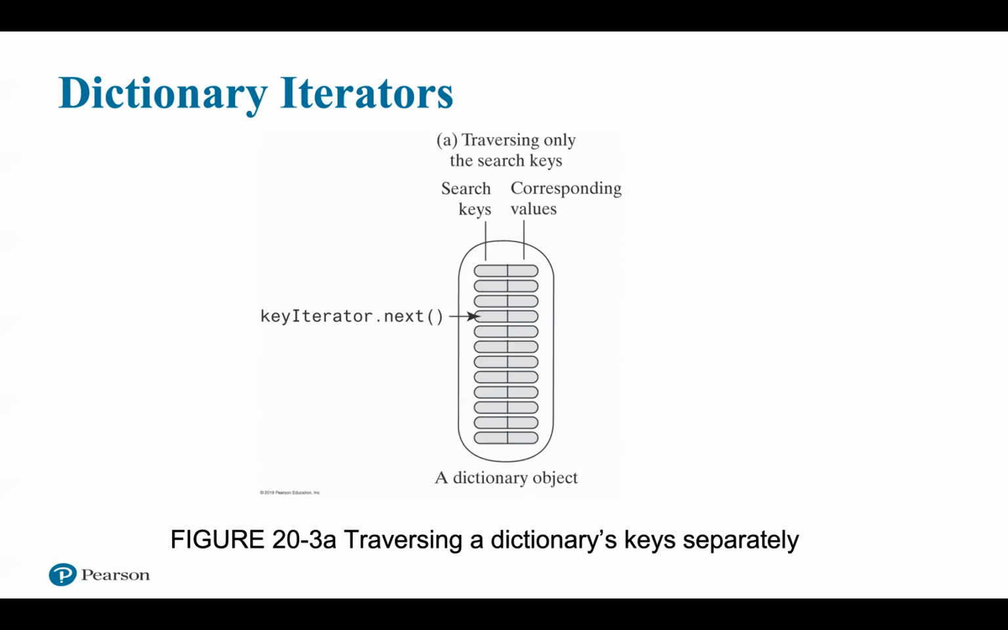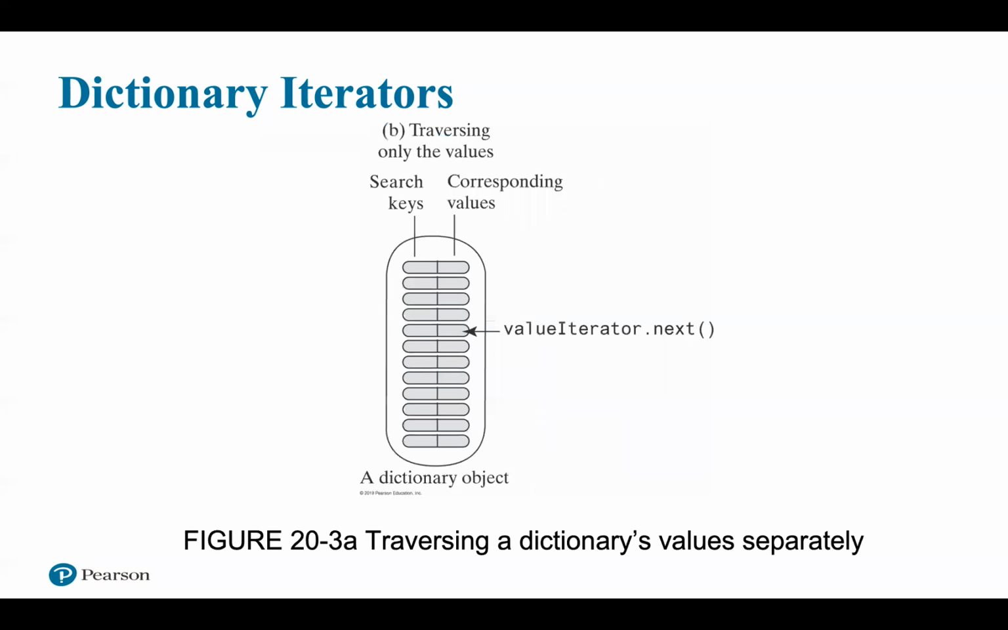So keep that in mind. For a sorted dictionary, keyIterator traverses the search keys in sorted order. For an unsorted dictionary, the traversal order is not specified. The examples in the text in the next section demonstrate these iterators in several contexts. You can use each of these iterators either separately or together, as we're seeing in the figure.